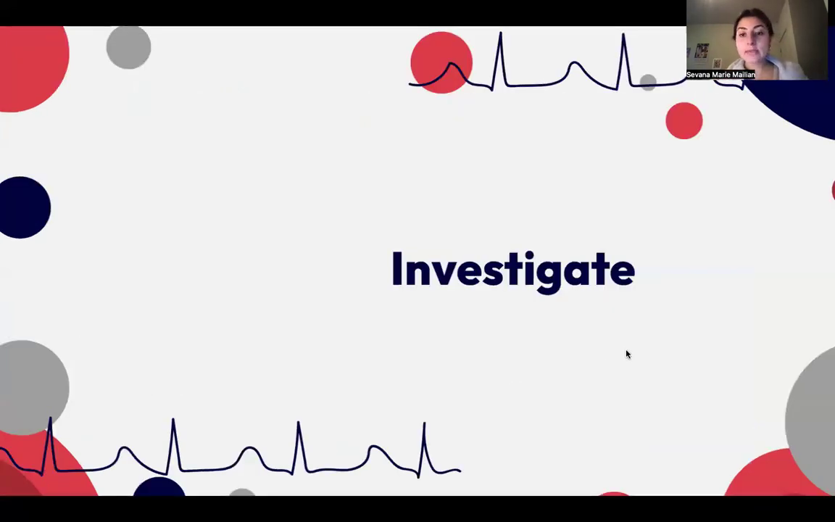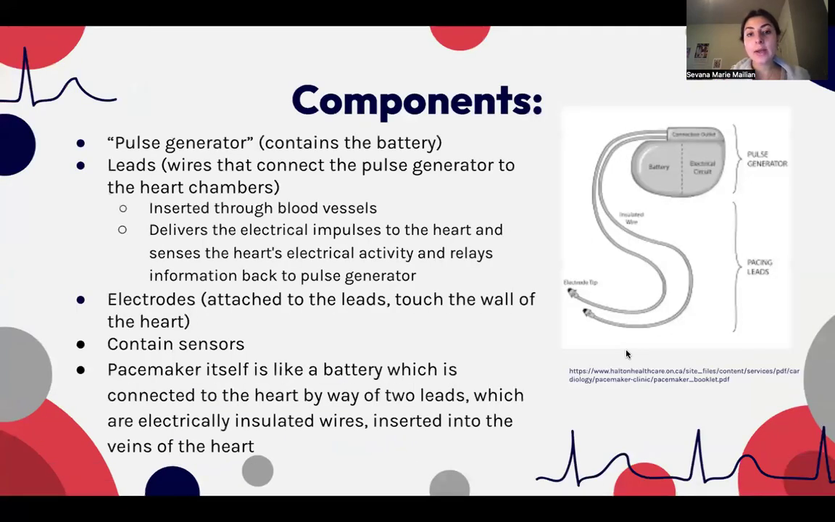So one of the first categories I'm going to be looking at is the investigate category. So the components of the pacemaker, we have the pulse generator, which is made up of the battery and the electrical circuit. And then it's attached to these leads, or wires, insulated wires that connect the pulse generator to the heart chambers. And it's inserted through blood vessels. This delivers impulses to the heart and senses the heart's electrical activity and relays that information back to the pulse generator. The pacemaker itself is like a battery, which is connected to the heart by way of leads.